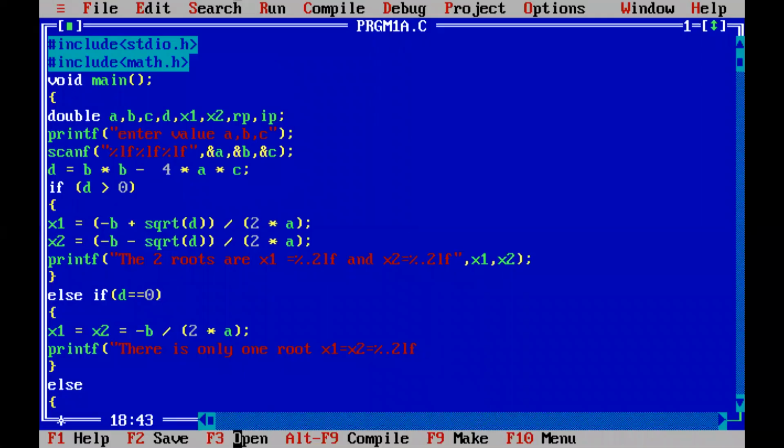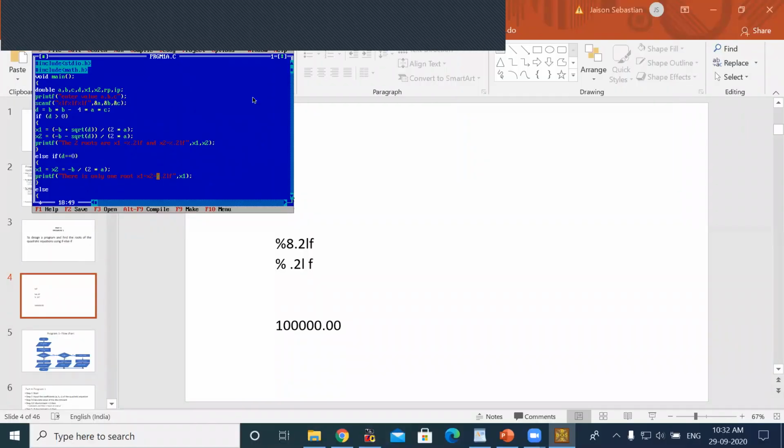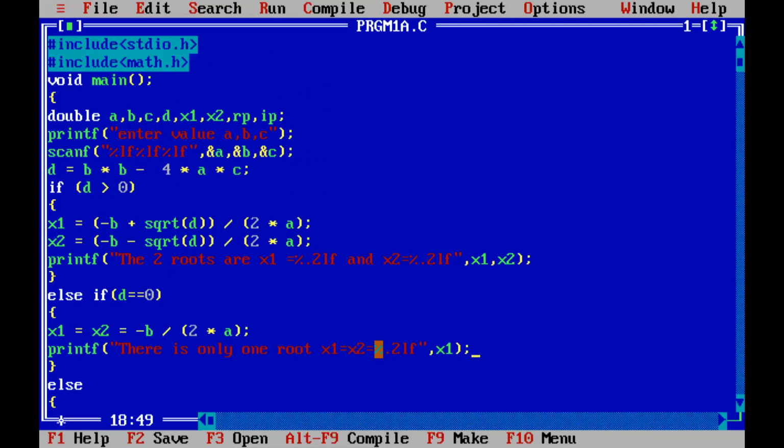So where we are giving percentage point to LF, there the value of x1 or x2 will be printed, one value only is enough, no? That value will be printed because both x1 and x2 are the same. We are just showing the result. Okay. So now you will be printing the value of either x1 or x2. You can pass any variable name over here. Got it? So now we finish the second case also.